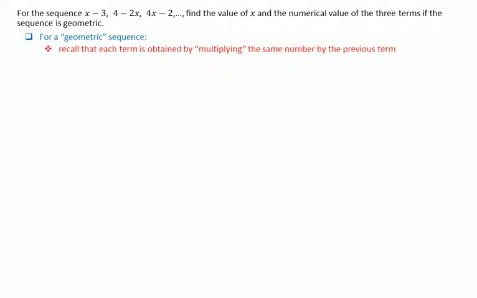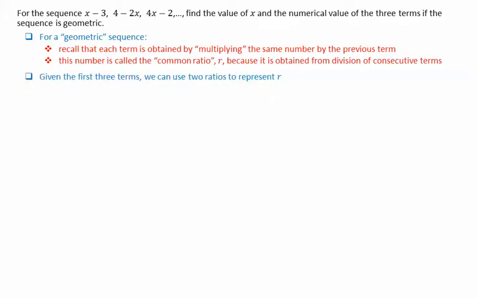For the sequence x minus 3, 4 minus 2x, 4x minus 2, find the value of x and the numerical value of the three terms if the sequence is geometric. For a geometric sequence, recall that each term is obtained by multiplying the same number by the previous term. This number is called the common ratio, r, because it is obtained from division of consecutive terms.